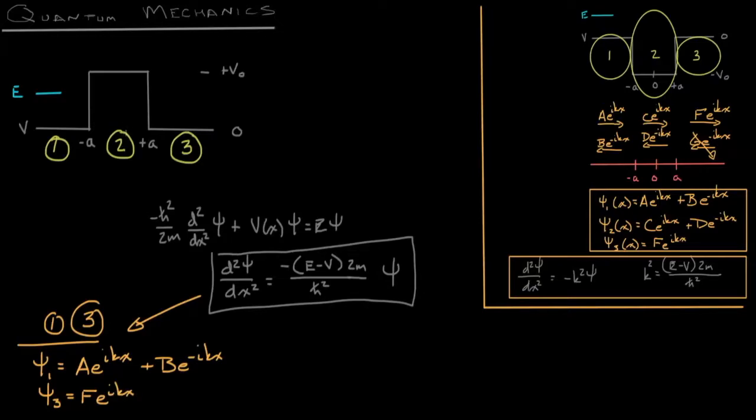However, in area 2, something else is going on. In area 2, V is actually greater than E, so this term is going to go negative, which means that the forms of the solutions are not going to be e to the ikx, but rather real exponential solutions. In other words, if we were to write down the form of the equation now, we end up with a positive k squared, which means that psi 2 is going to be some sort of c e to the kx, some increasing exponential, plus d e to the negative kx, some decreasing exponential.